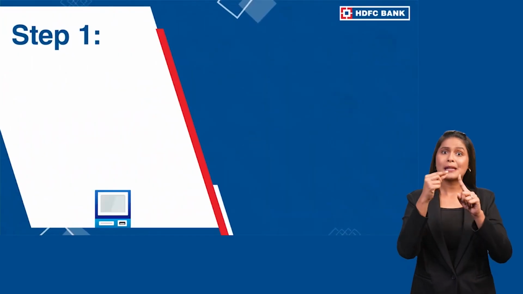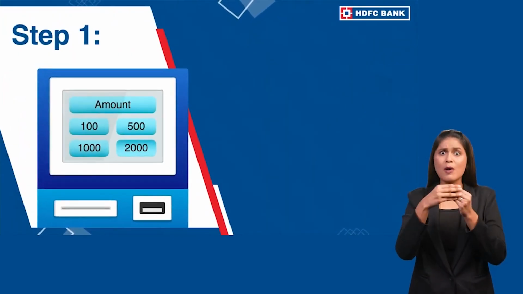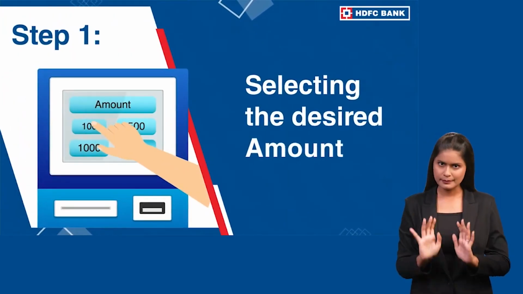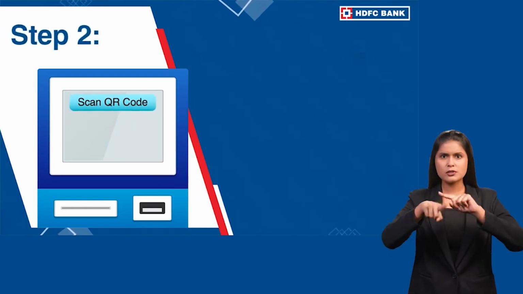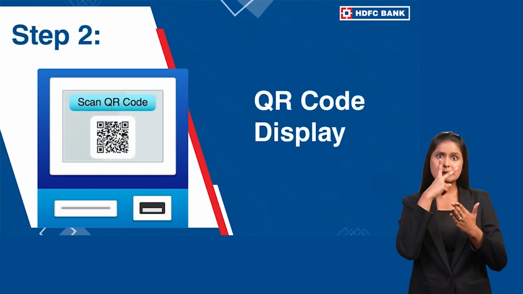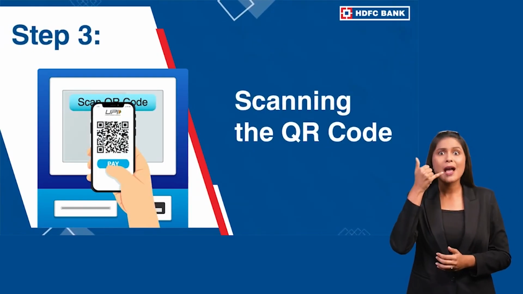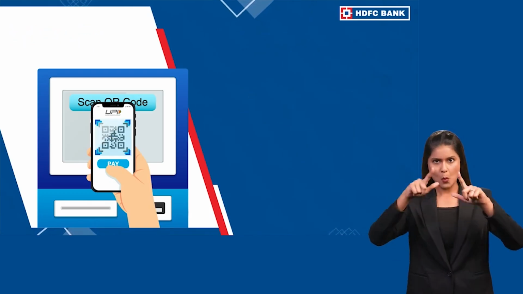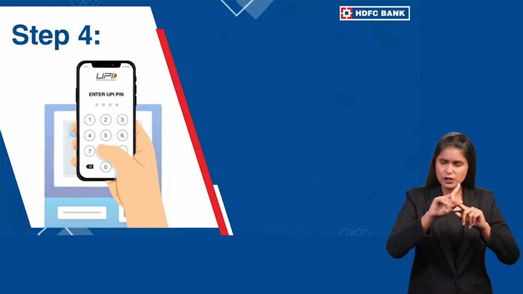Approach the UPI ATM and select the desired amount you wish to withdraw. Once the amount is selected, a unique QR code will be displayed on the ATM screen. Open your UPI app on your mobile phone and scan the QR code displayed on the ATM screen.